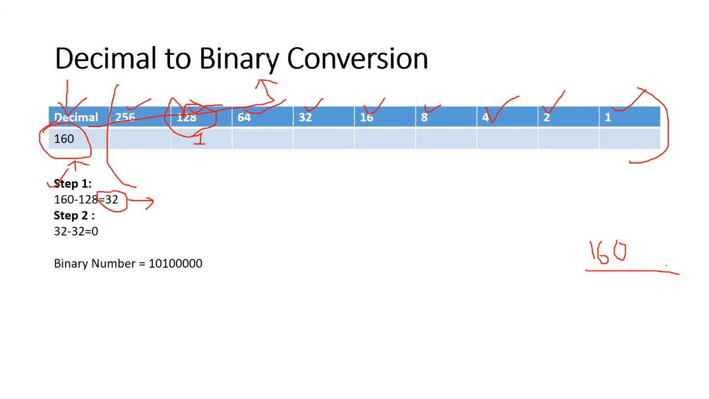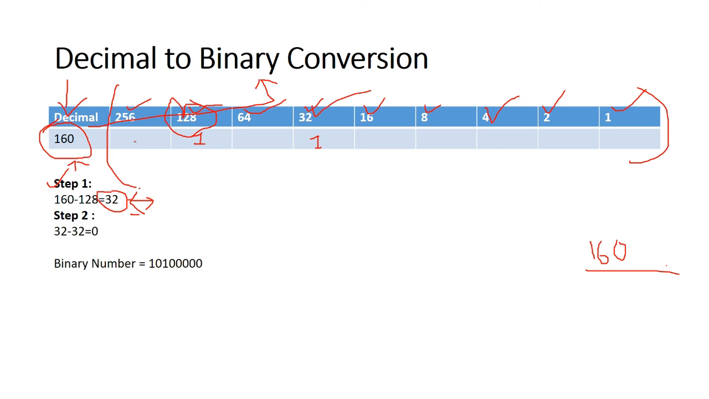256, is it the closest number? No. 128, is it the closest number to 32? No. 64, is it closest and less than 32? No. What about 32 here? Is 32 less than or equal to 32 and closest to 32? It should be less than or equal. You need to remember this one, okay? Not greater than. So this 32 is equal to this given 32. So we have to select this place and put a 1 over here.